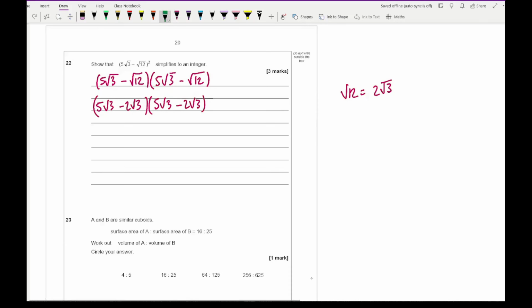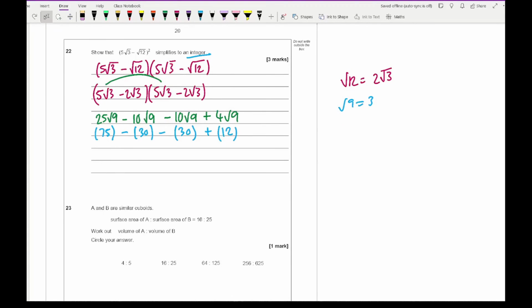And now all I'm going to do is use the loops. So I've got 5 root 3 times 5 root 3 is going to be 25 root 9, minus 10 root 9, minus 10 root 9, plus 4 root 9. Now root 9 is just 3. So then this becomes 75 minus 30 minus 30 plus, and then that's 4 times 3 rather, which is 12. And then entering that all into our calculator, we get an answer of 27.